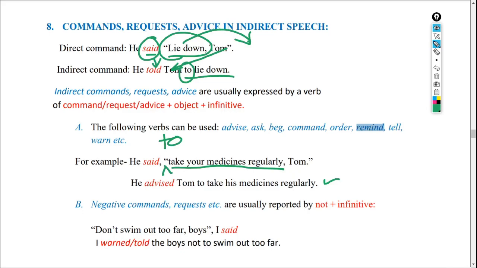When there is a negative command, you see what the change is. "Don't swim out too far, boss," I said. Now I is the reporter, the speaker, the doer. I is telling some children, so I warned. This is a kind of warning. If you go too far into the sea or the river, you may be lost, you may be drowned, you may be at the mercy of the waves. Therefore, it is advised not to go too far. The indirect speech will be: I warned the boss not to swim out too far.